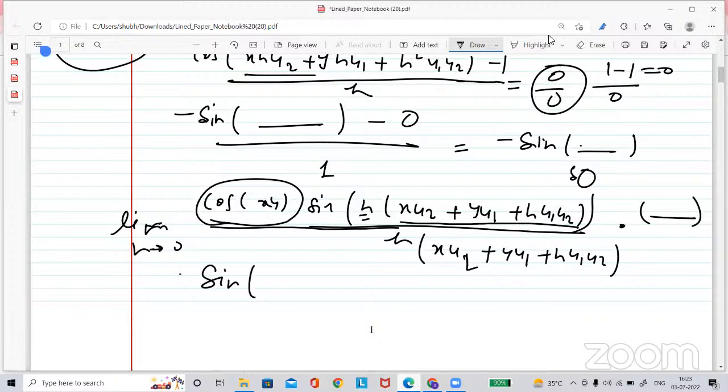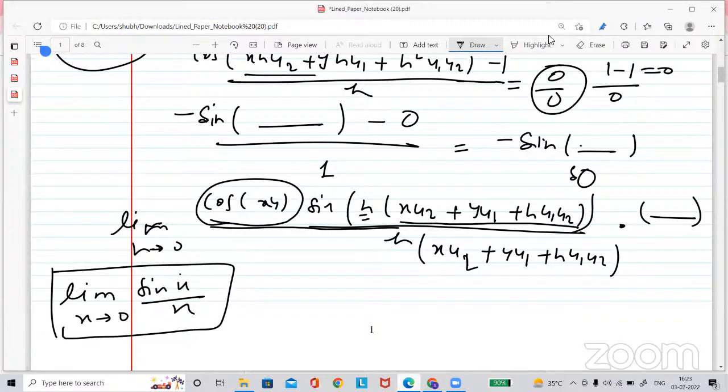Now your limit is here. What is happening? Sine of that expression goes to 0, so it is of the kind sine x by x. What is the limit of this? Sine x by x is 1. Then in the remaining expression you have x u2 plus y u1 plus h u1 u2. You will apply the limit here also, so this gives you x u2 plus y u1 only.